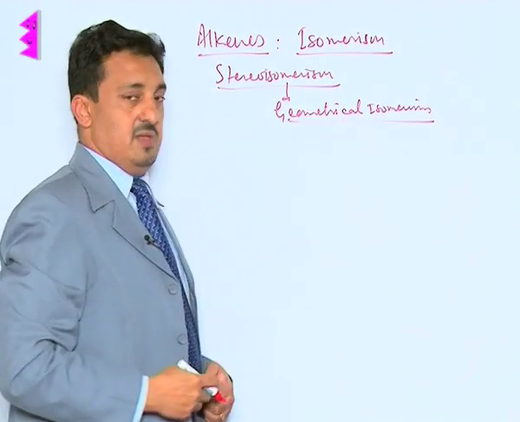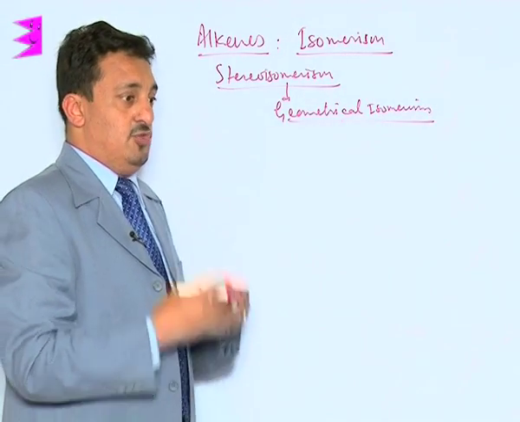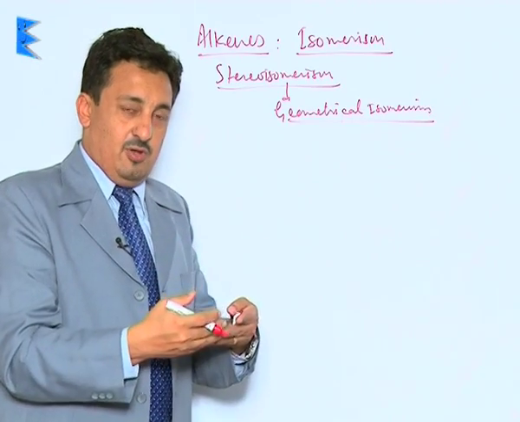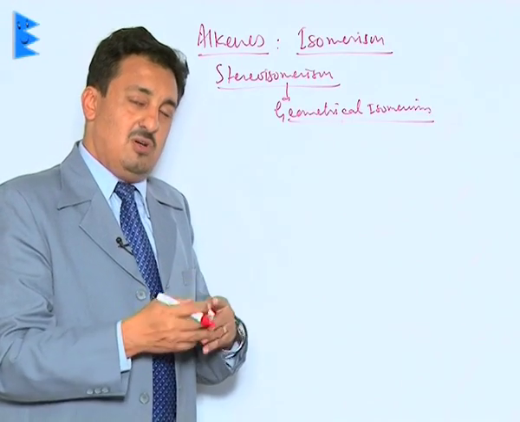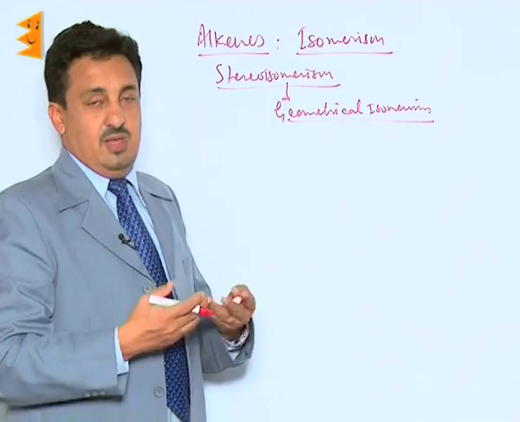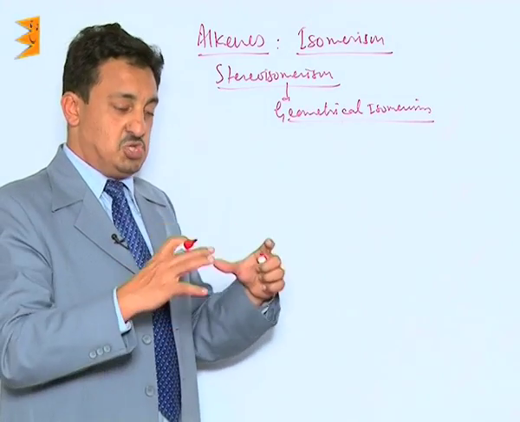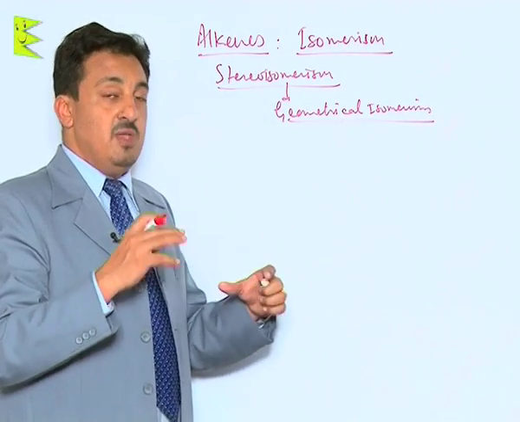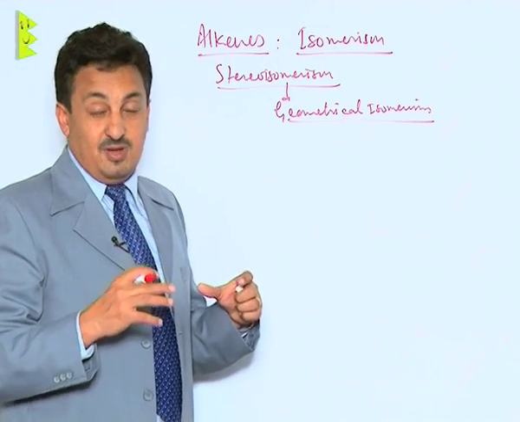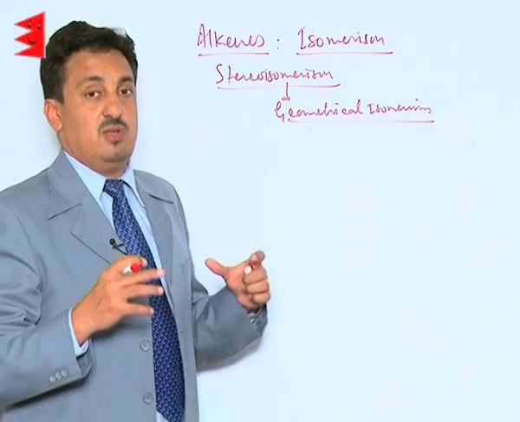What is geometrical isomerism? You need to know this. Due to the presence of the pi bond, or this double bond character, the rotation along the carbon-carbon bond becomes impossible. So the positions of the two substituent groups on the two carbons having a double bond become fixed.